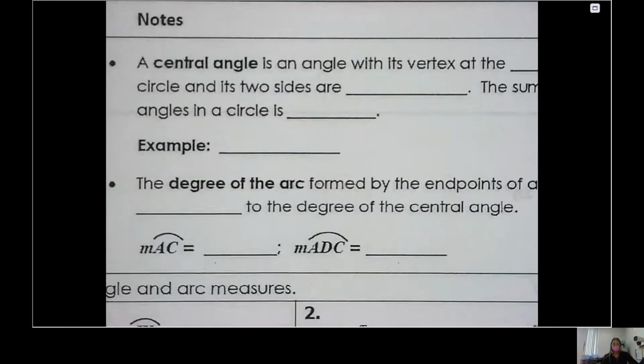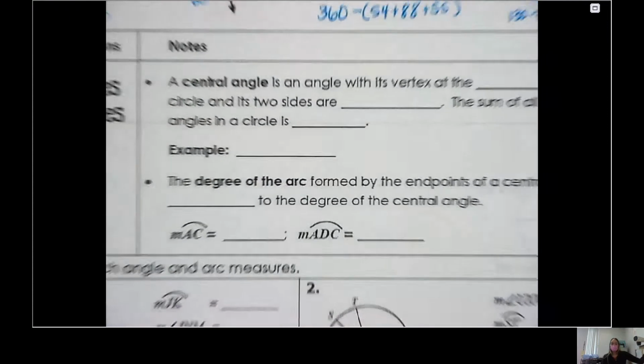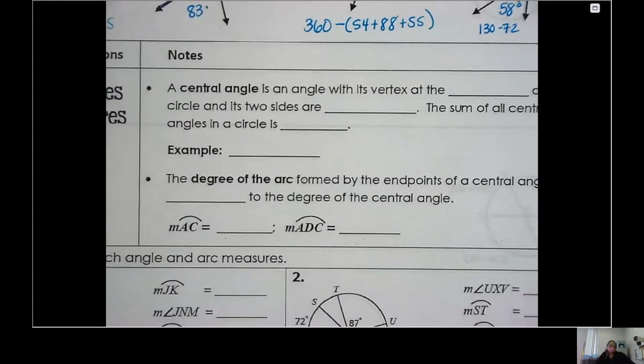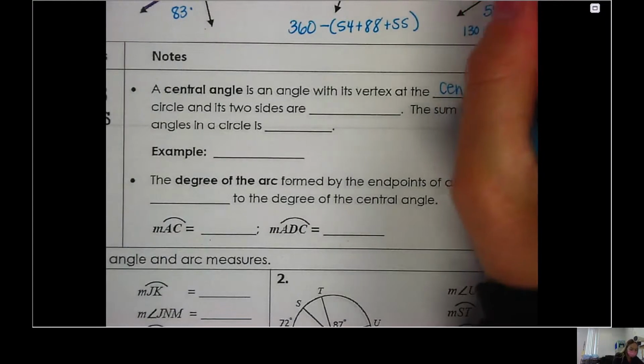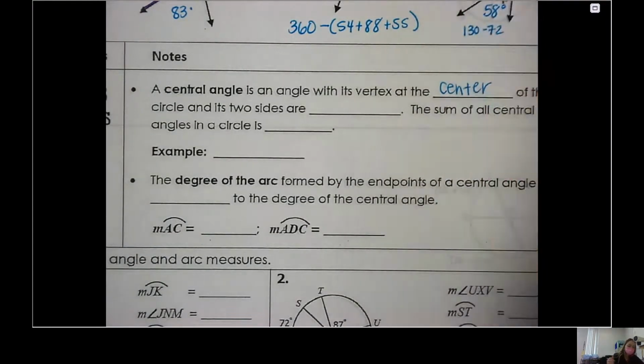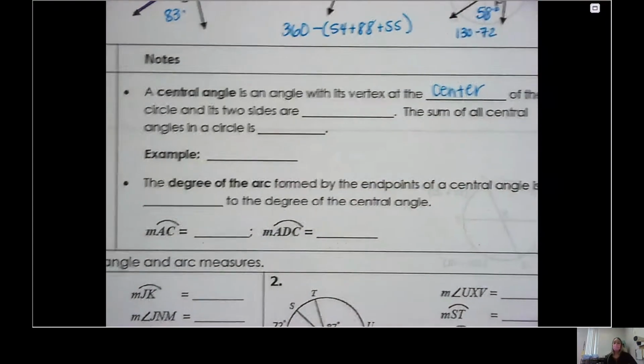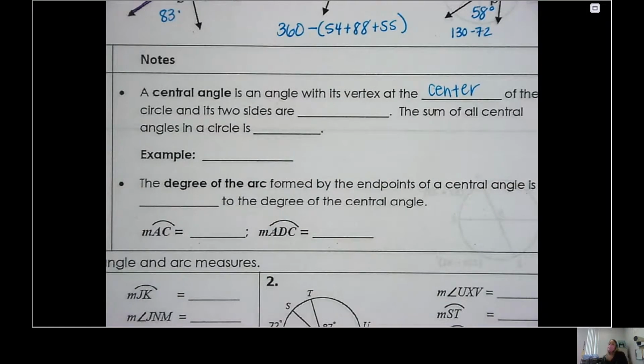All right, so here's our main idea for today. Central angles and arc measure. A central angle is an angle with its vertex at the center of the circle, and its two sides are radii, or in other words, they are radiuses. The plural of it is radii.